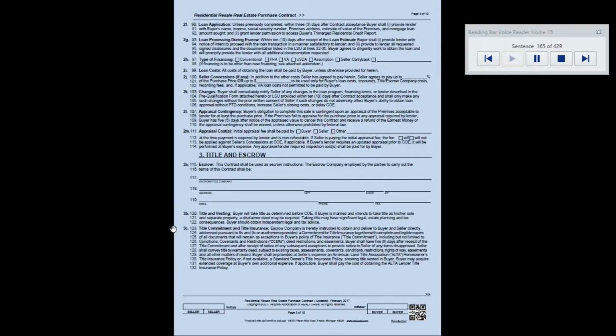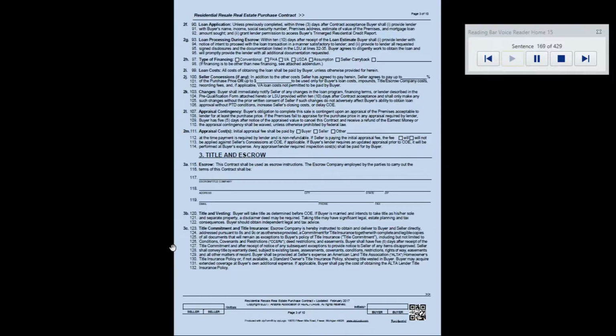3C. Title commitment and title insurance. Escrow company is hereby instructed to obtain and deliver to buyer and seller directly, addressed pursuant to 8S and 9C or as otherwise provided, a commitment for title insurance together with complete and legible copies of all documents that will remain as exceptions to buyer's policy of title insurance. Title commitment, including but not limited to conditions, covenants and restrictions, CC&Rs, deed restrictions and easements. Buyer shall have 5 days after receipt of the title commitment and after receipt of notice of any subsequent exceptions to provide notice to seller of any items disapproved.